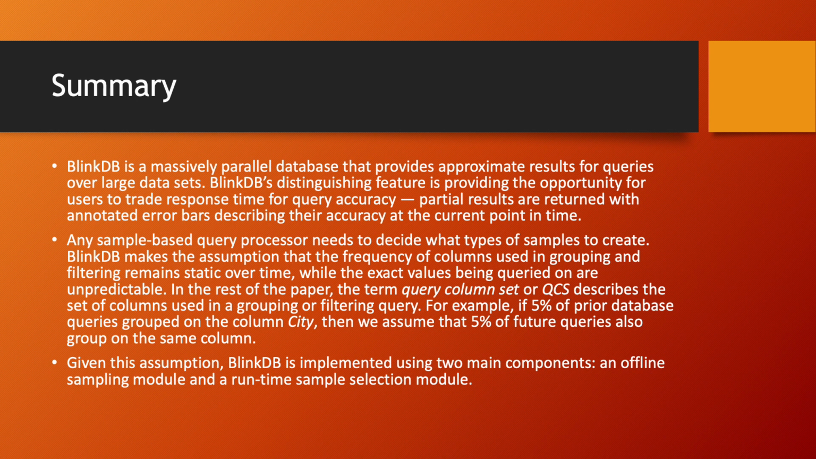Any sample-based query processor needs to decide what types of samples to create. BlinkDB makes the assumption that the frequency of columns used in grouping and filtering remains static over time, while the exact values being queried on are unpredictable. In the rest of the paper, the term query column set, or QCS, describes the set of columns used in a grouping or filtering query. For example, if 5% of prior database queries grouped on one column, city, then we assume that 5% of future queries will also group on the same column.